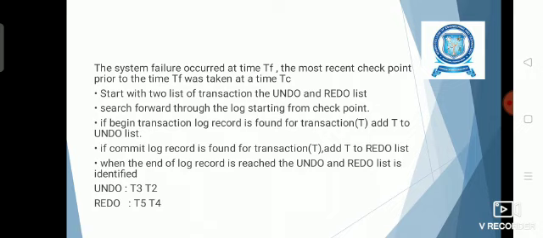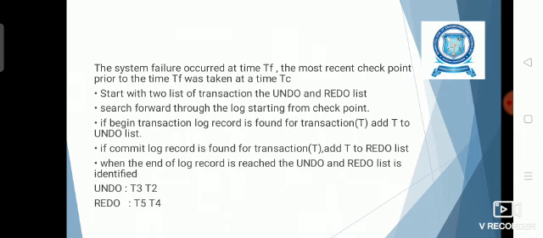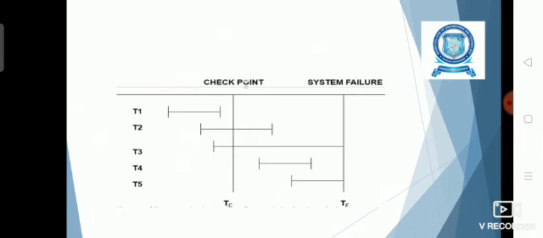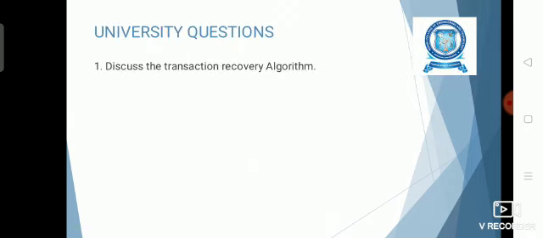And the algorithm searches forward through the log starting from the checkpoint. If a begin transaction log record is found for one particular transaction T, then it will add the transaction T to the undo list. If a commit log record is found for one particular transaction T, then add this transaction T to the redo list. So when the end of the log is reached, the undo and the redo lists are identified. So in this example, the undo list has the transactions T2 and T3 and the redo list has the transactions T4 and T5.